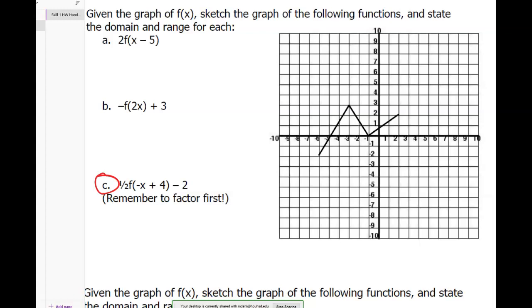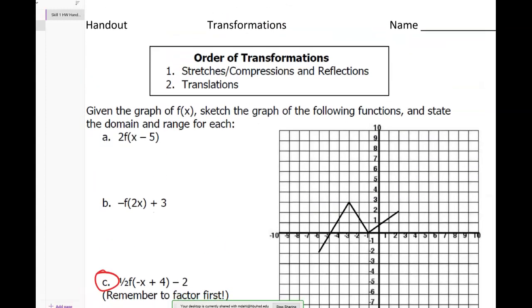Here. So we're going to look at number 1, part C. And I first want to draw your attention to what's at the top. Like order of operations, there is an order of transformations. And like order of operations, things that multiply would go before things that add or subtract. So you'll see that multiplying by a negative or multiplying by a number, so stretches and compressions or reflections, need to occur first, just like they would in order of operations, before you added or subtracted stuff, which is your translations. So that's kind of the order we're going to go through them.